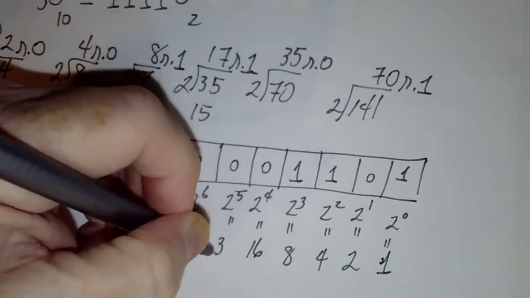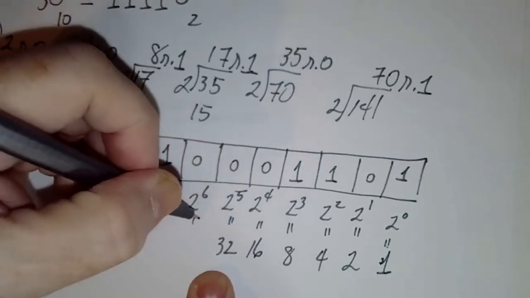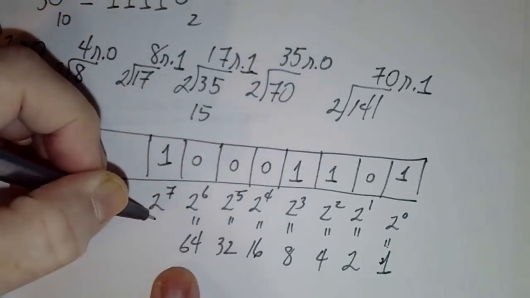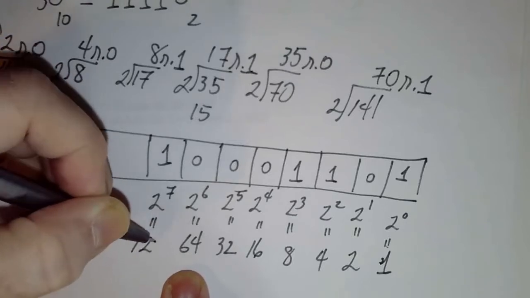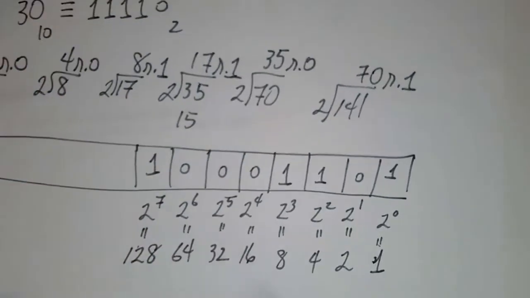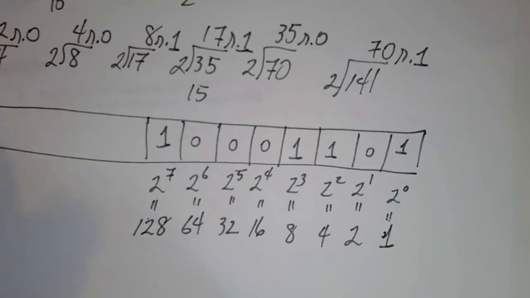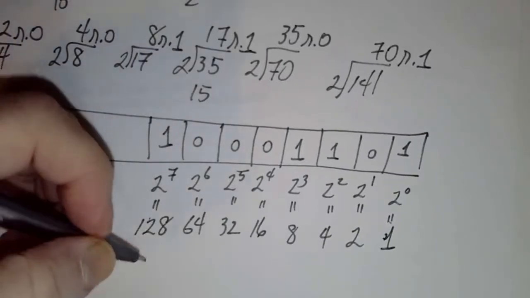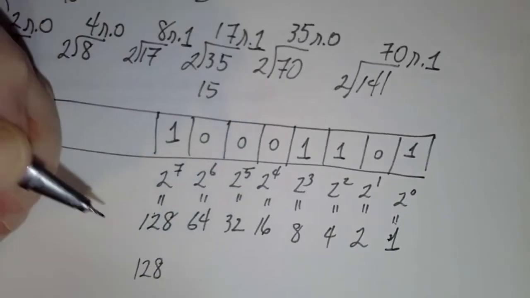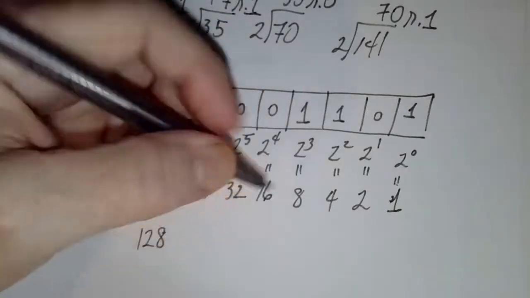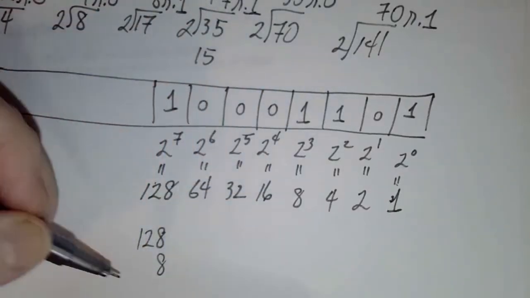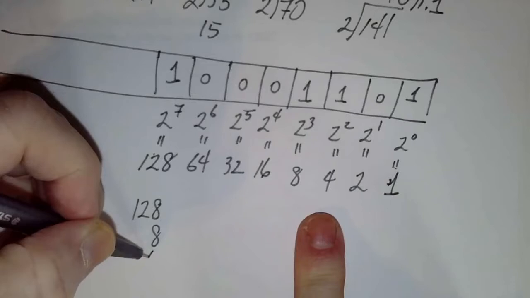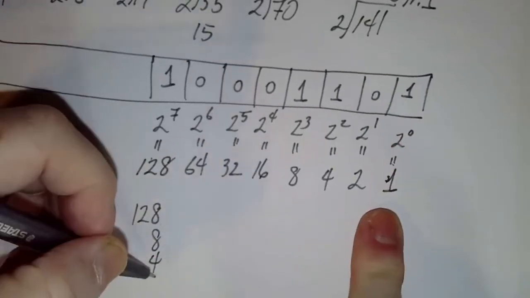16 times 2 is 32. 32 times 2, 64. 64 times 2, 128. So we have 128. We have 1 8. We have 1 4. And we have 1.